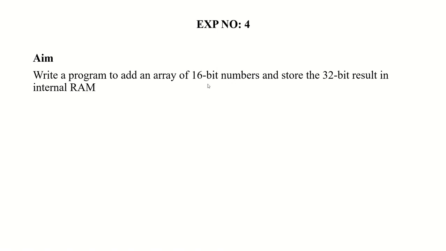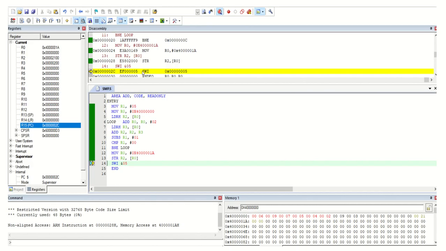Sometimes the result is also 16-bit, but it may be more than 16 bits. That means when you are adding 16-bit numbers, many times you get a 32-bit number itself. So that 32-bit number we have to store in RAM, that means in memory. We will see that concept here. This is the assembly window, the register window, the working window where we have code, and this is your memory window. Here I have to consider memory, because they gave an array of numbers to add.